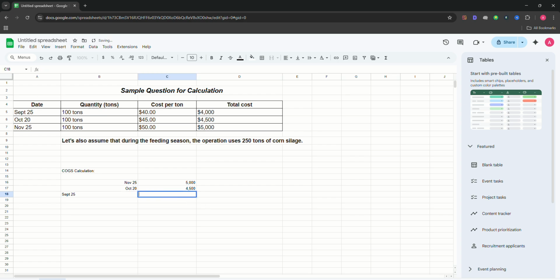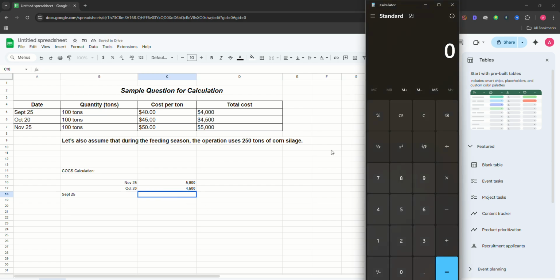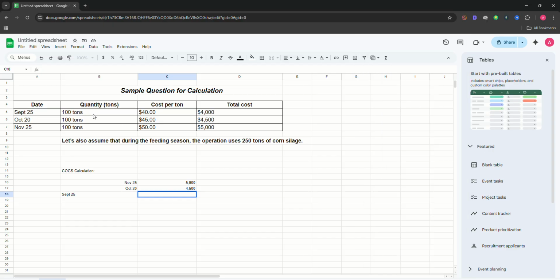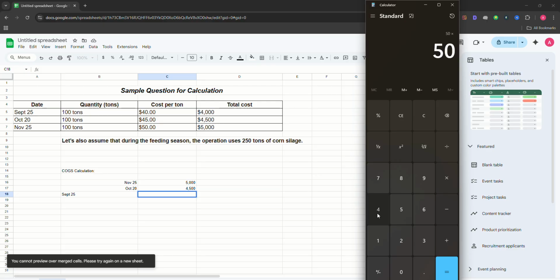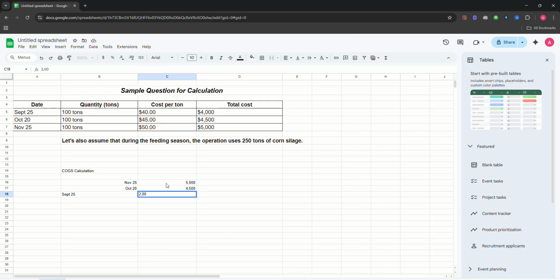Accounting is very easy. So 50 tons, 50 into 40, 2000. So let's sum these numbers together.